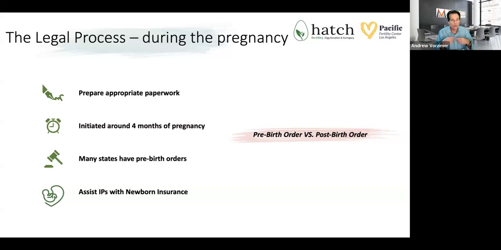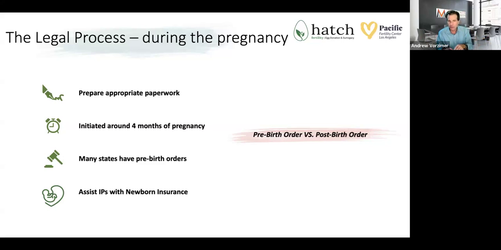Still allows your name to go on the original birth certificate, still allows us to meet that time frame of you being able to leave the country with your child within 2 to 3 weeks after the birth of your child. So I just want to be clear that while there are certain states that do require a post-birth order, we can still maintain that timeline so that you can return home.